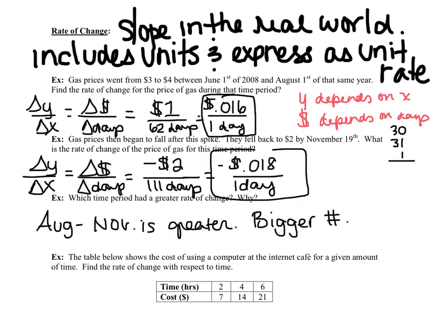So if you divide top and bottom by 111, you get negative 0.018. So even though these would both round to 2 cents, this one is slightly bigger because the 8's bigger than the 6. So that means actually the second rate of change is actually greater. Even though it's negative, it's going down, and this one's going up. The second one's going down at a slightly faster rate. It'd be steeper because this number is bigger.